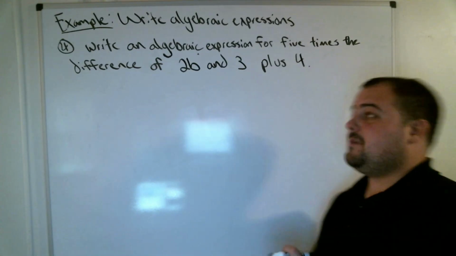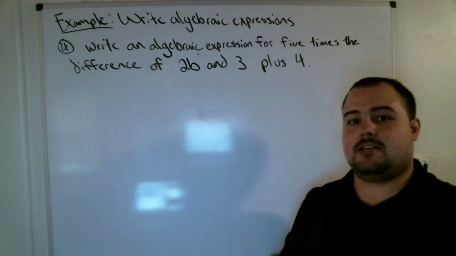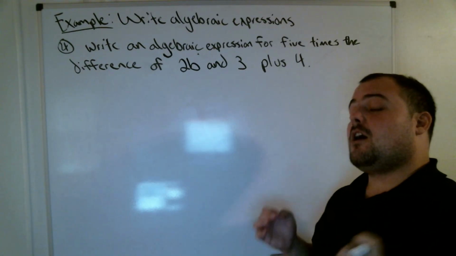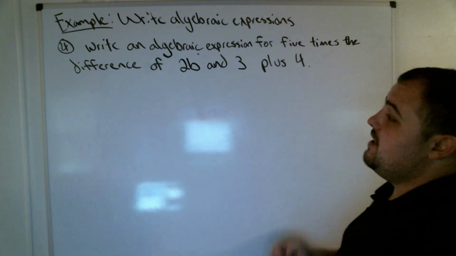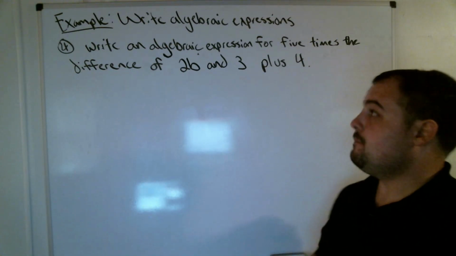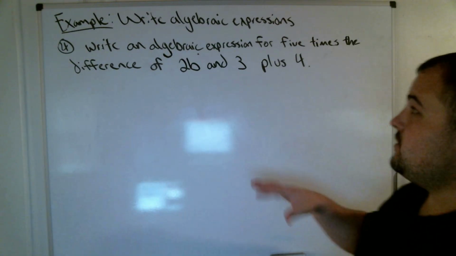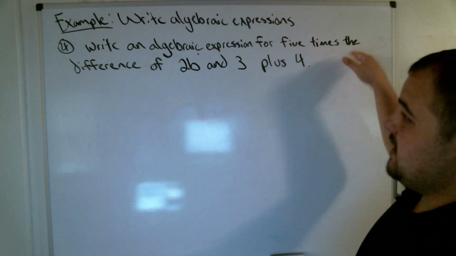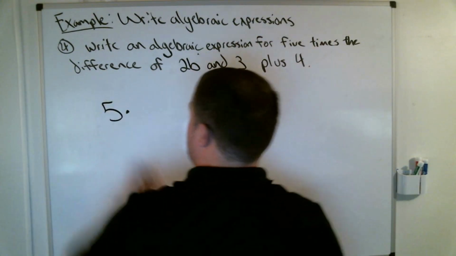So for this problem, I've kind of given you guys more of a challenge problem, and this is one that you're going to see in class that we're going to practice tomorrow. It says, write an algebraic expression for 5 times the difference of 2b and 3. But we're going to be adding 4 plus 4. So the first thing is we want to try to do 5 times. So start with 5 times.